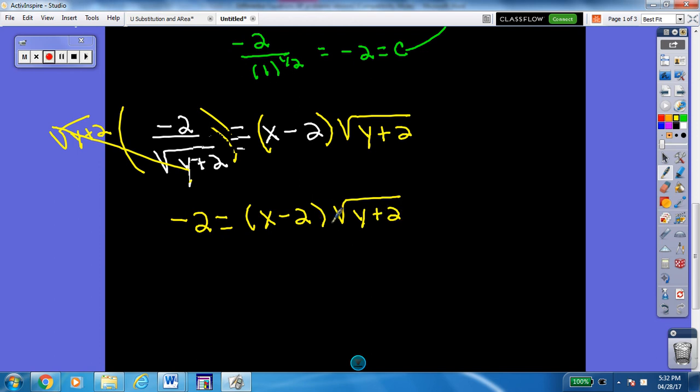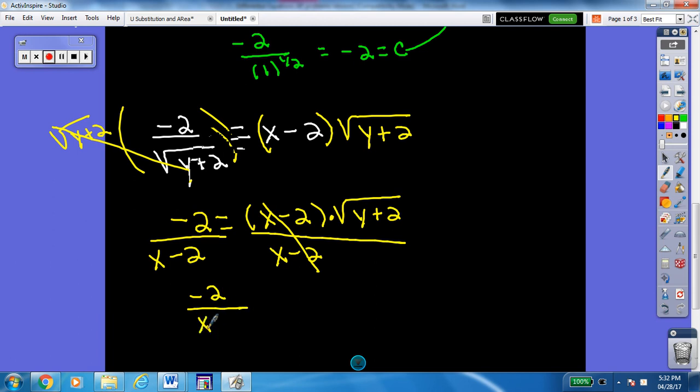I'm not going to distribute this. Instead, I'm going to divide, because I don't really want that x. I'm trying to solve for y. Divide both sides by x minus 2. That gets rid of it there. It leaves us with negative 2 over x minus 2, and that equals a square root. But we all know that a square root can be canceled by simply squaring it. So we're going to square both sides.